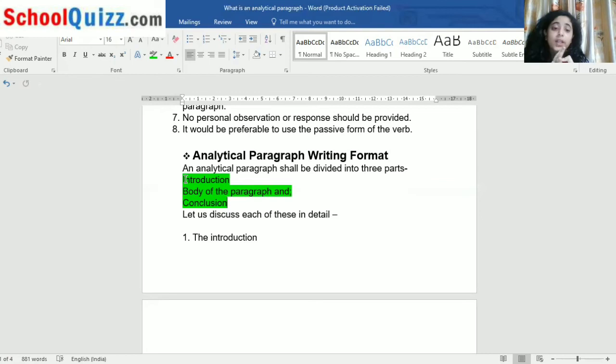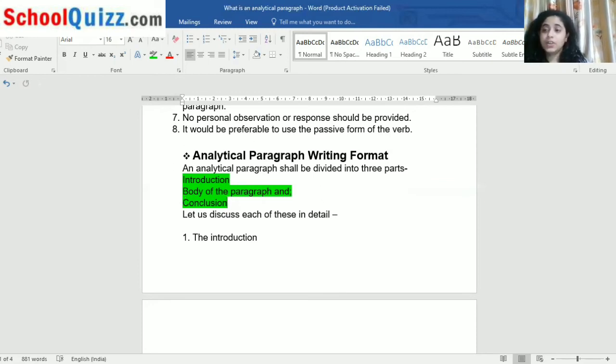Then last, you have to write the conclusion: what you have learned from this, meaning what is shown in this graph, and what your suggestions are, what can be done so that the situation will be improved. So the main format of analytical paragraph writing is: first, introduction; second, body of the paragraph, whatever the subject is given; lastly, conclusion.